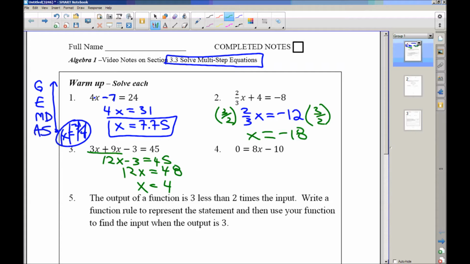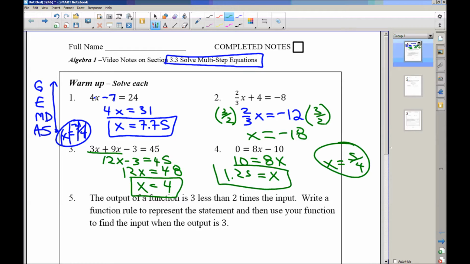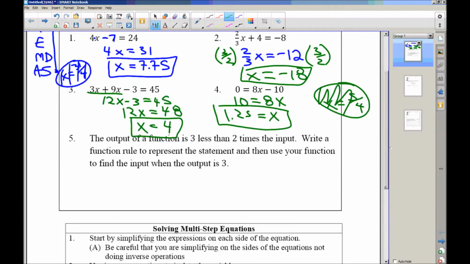All right, our last one of these. We have 0 equals 8x minus 10. So I'll add 10 to both sides to get 10 equals 8x. And then divide both sides by 8. And this will give me 1.25. But you also could have written your answer as an improper fraction in its reduced form. Please don't leave it as 10 over 8. Whichever one you prefer. In this case, I'm going to go with the decimal. Okay, so don't give me both.